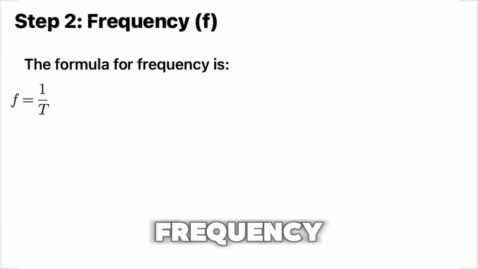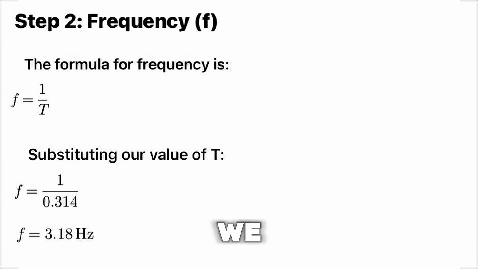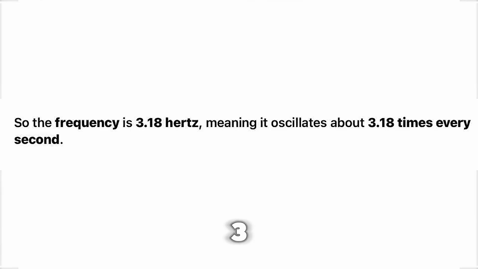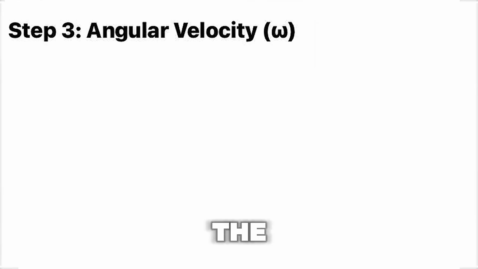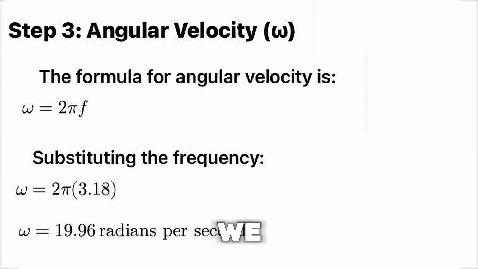Step 2, frequency. The formula for frequency is f equals 1 divided by T. So if we substitute it, the frequency is 3.18 Hz, meaning it oscillates about 3.18 times every second. So for step 3, the angular velocity. The formula for angular velocity is omega equals 2 pi times f. So if we substitute them, we have 19.96 radians per second.